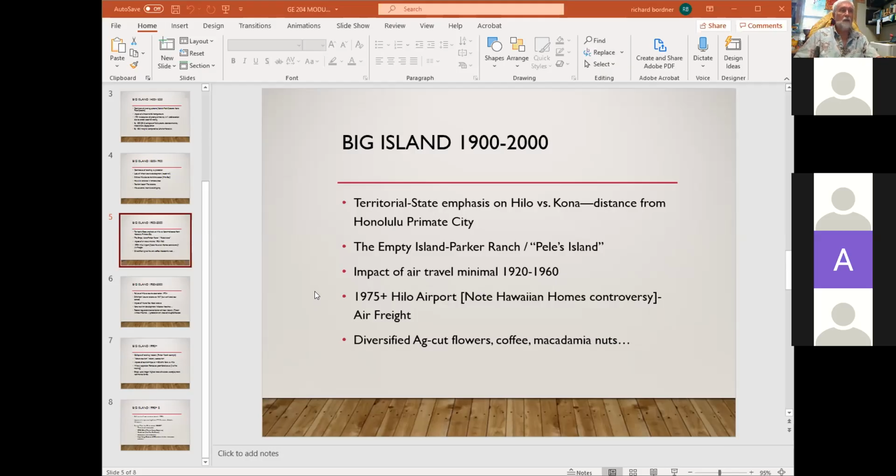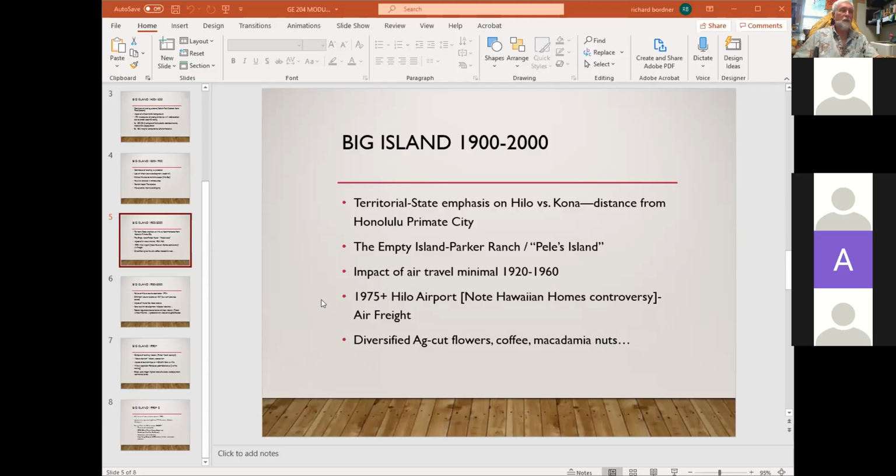The Hilo International Airport is actually built on Hawaiian homes land. The state actually takes land that's set aside for Hawaiian homes, turns it into an airport, saying, well, the public needs it more than Hawaiian homes needs it. There's still a huge thing going on. I don't know whether the state ever reimbursed Hawaiian homes for this. So this went all the way to the U.S. Supreme Court, and Hawaiian homes won. So I don't know whatever the final decision of that was.